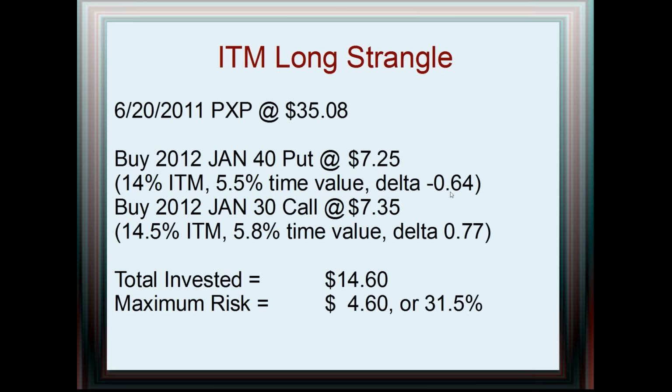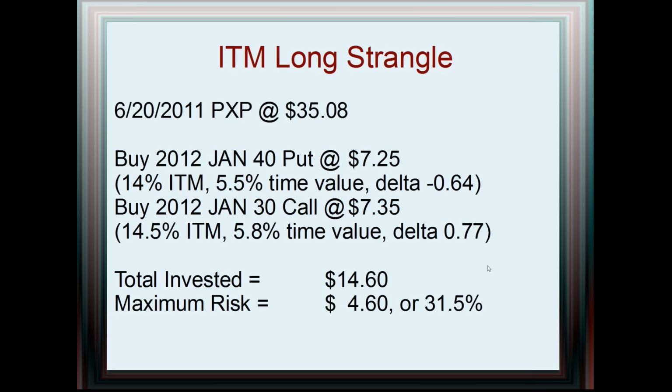Instead of buying the stock, I could have entered an in-the-money long strangle by buying the January 30-strike call at 7.35. It's about the same range in the money as our put option. Remember, our stock's at 35.08. We've got a slightly higher time premium, 5.8%. Our delta's close to 80. It's a 0.77 delta at the time.